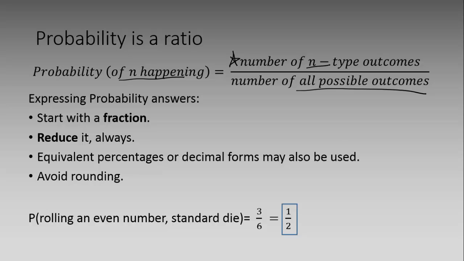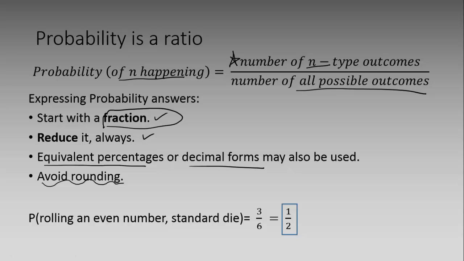Okay? A couple of things to keep in mind. For the answer, you want to start out as a fraction and reduce it. Those are the only two requirements. Now, there may be equivalent percentages or decimal forms, and you could change it to one of those, and if they're exactly equal, all those answers are fine. But you should definitely avoid rounding. There's no reason to change it to a decimal if it requires you to round it off when the fraction was an exact answer to begin with. That's better.